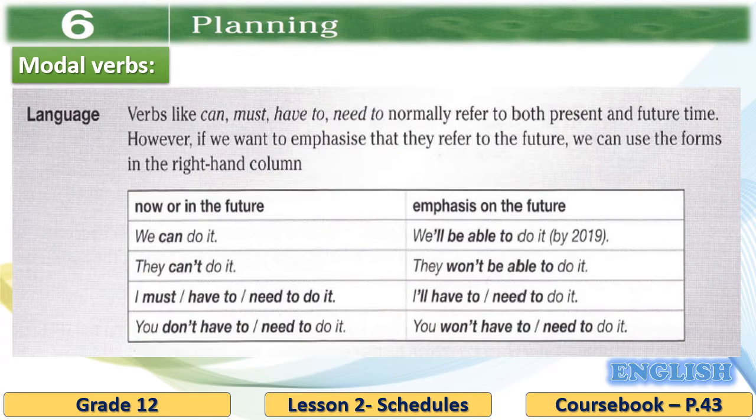Dear students, in this lesson, we will learn to use modal verbs, and we will focus on modal verbs that refer to both present and future time, such as can, must, have to, need to, don't have to, don't need to. Also, we'll talk about modal verbs that emphasize the future, such as will be able to, will have to, will need to, and their negatives.